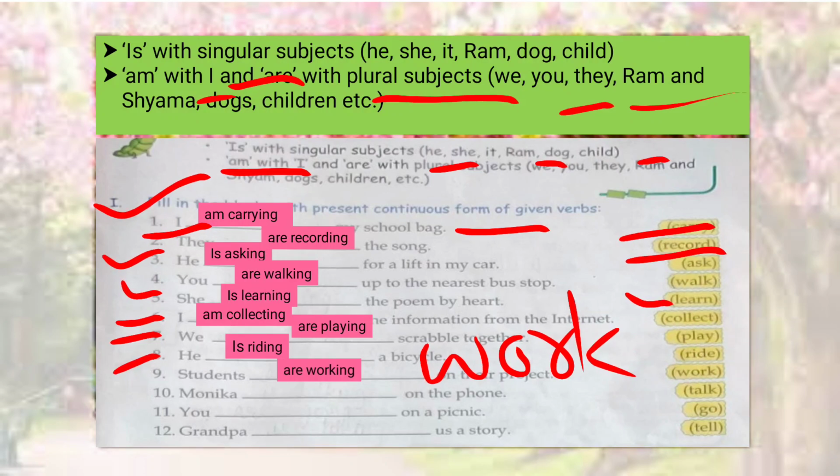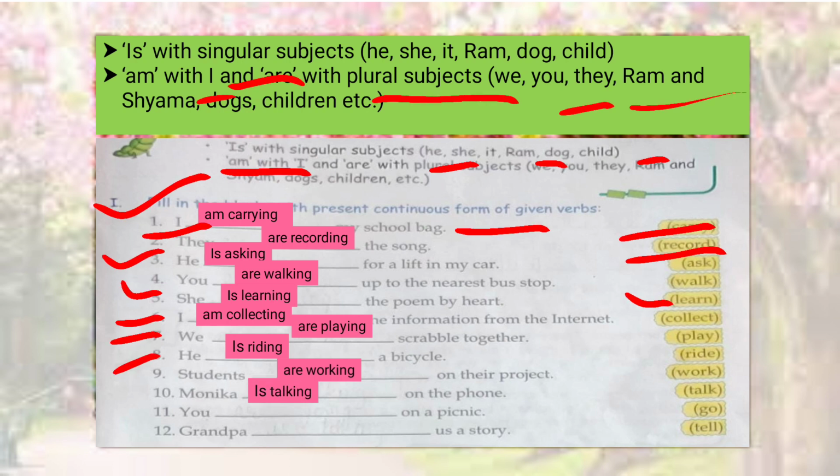The next is Monica. What will we use with Monica? We will use is, because Monica is a singular subject. So Monica is talking on the phone. You are going on a picnic. Grandpa is telling us a story. Because grandpa is also a singular subject, what will we use? Is.